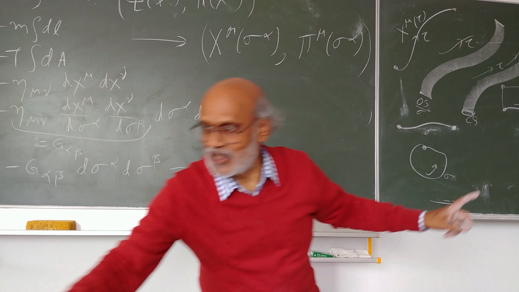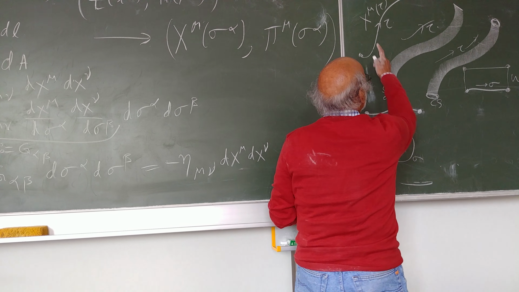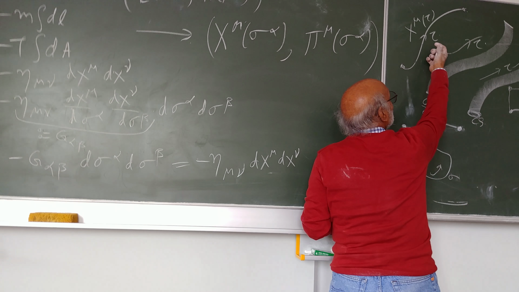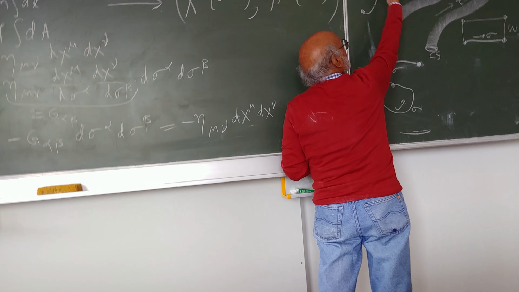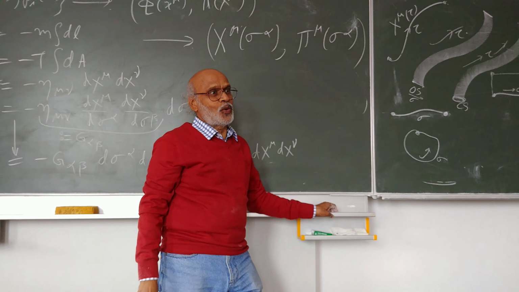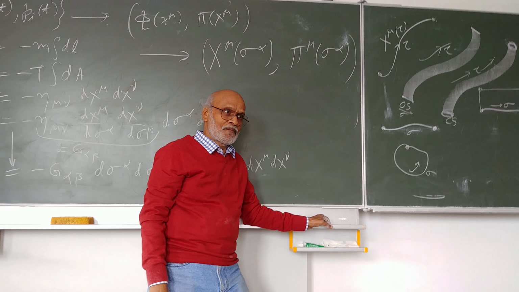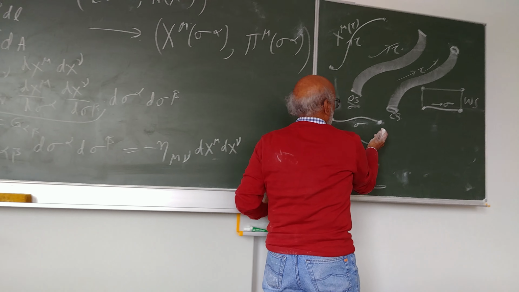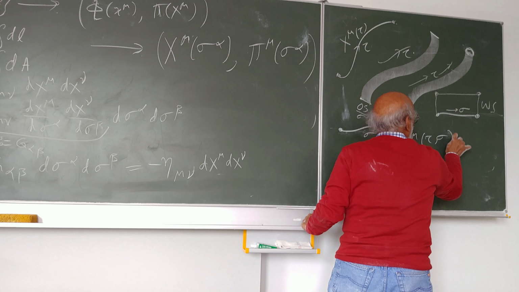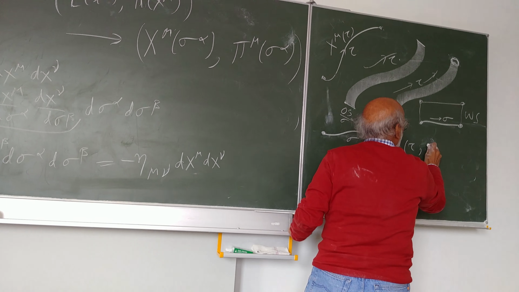It is parameterized by, you see here, this was parameterized by tau, and x mu of tau represented embedding of this world line into the target space or the space time. Here, now this is x mu of tau.